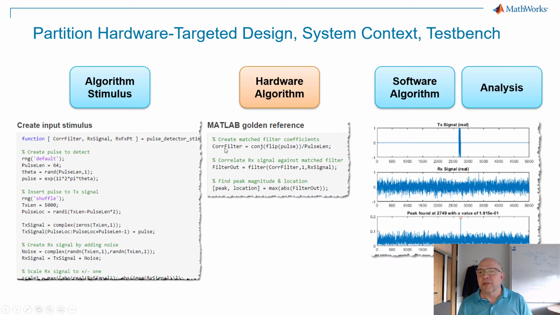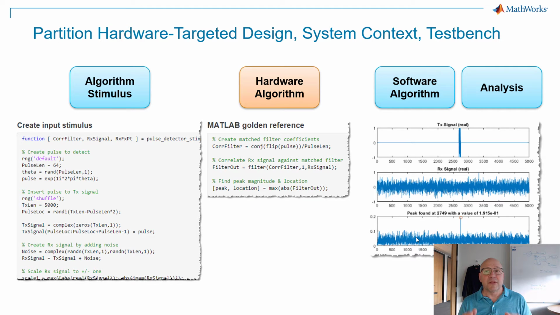Here you see we're constructing the filter. We're applying the filter to an input stream called RX signal, and then within there we're looking for a peak using the max function, and we're going to look where that peak is within this data stream. That's the very high-level description of the algorithm. Over here is some stimulus that's created to run through that. And over here, we're looking at the ways we can visualize or post-process the results in a simulation.